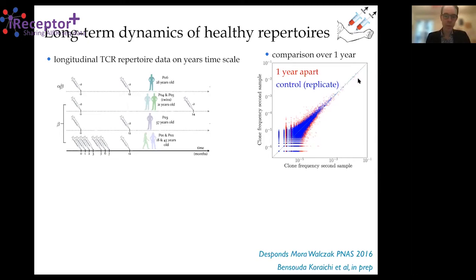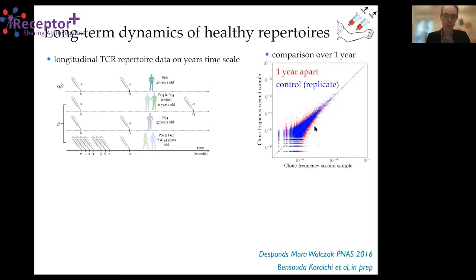Here I'm showing in red, in the scatter plot on the right, the frequency between two time points that are 1 year apart. And you can see this is highly distinguishable from the control experiment, where you take two replicates at the same time point. But it's still a bit different. What you can see is that most clonotype frequencies decreased a little bit, and also the spread is a bit larger. So we'd like to model and quantify this.